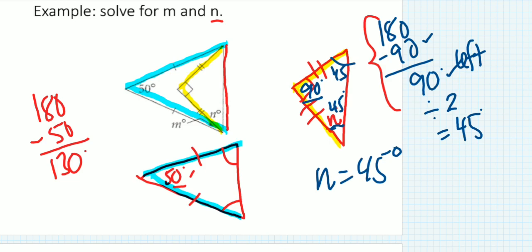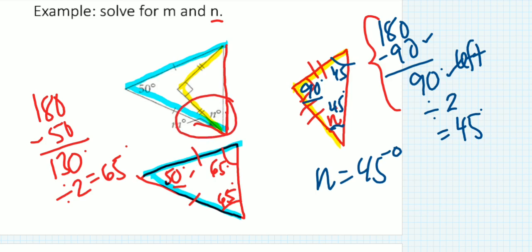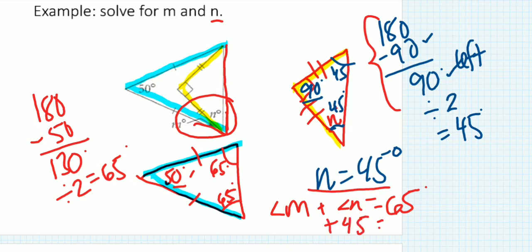Since what's left over is 2 congruent angles, we're going to divide by 2 there. And that's going to give me 65 degrees. Okay? And so that means this angle is 65 degrees and this angle is 65. But what you have to remember is 65 is going to be this entire angle, right? Both the M and the N part. The really nice part about it is, angle M plus angle N is equal to 65. You already know what N is, so we basically just substitute our answer for that.